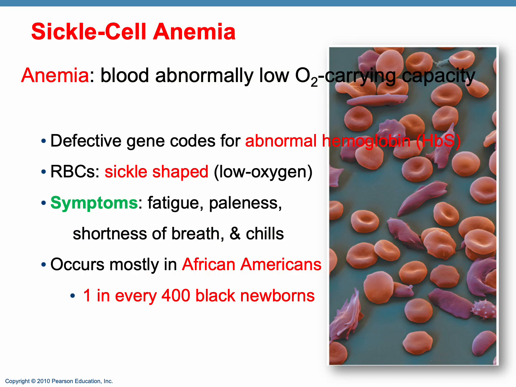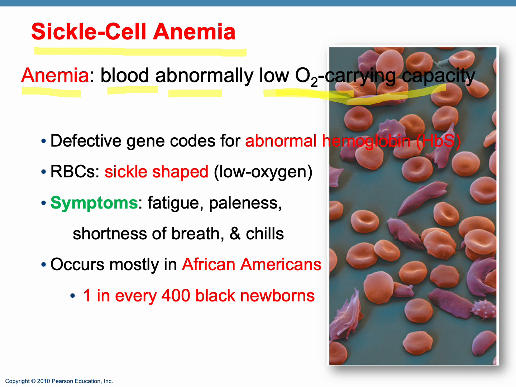Moving on, we're going to take a look at some different red blood cell diseases. The first one we're going to take a look at today is sickle cell anemia. That's a very common type of anemia that you maybe have heard about before. When we talk about the term anemia, it's referring to blood that has a very abnormally low oxygen carrying capacity.